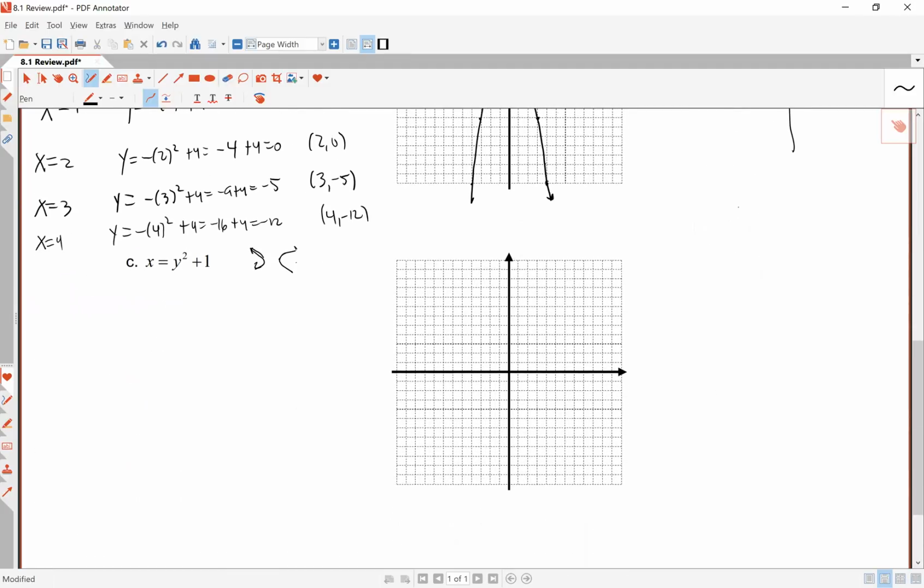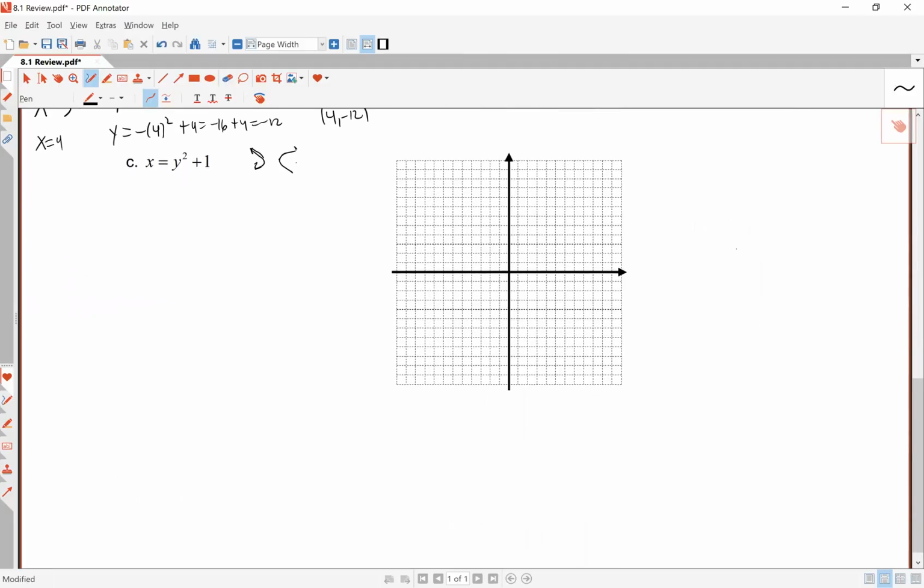When we graph x equals y squared plus 1, these are parabolas that open right or to the left. If it's a positive in front of the y squared, it's going to open to the right. This time we plug in y values. y equals 0, because that will make x equal to 0 squared plus 1, which is just 1, so 1, 0. If I plug in y equals 1, then x is equal to 1 squared plus 1, which is 2. When I plug in y equals 2, then 2 squared is 4, plus 1 is 5.